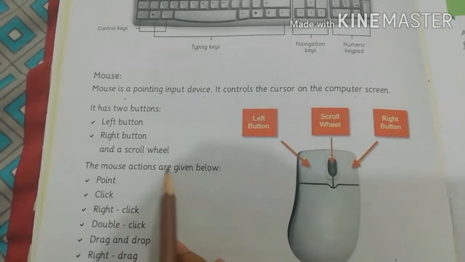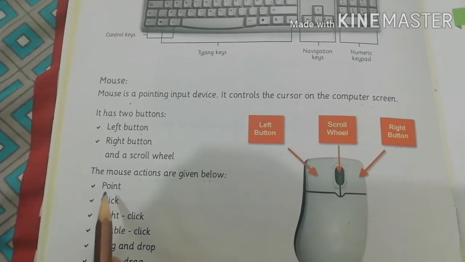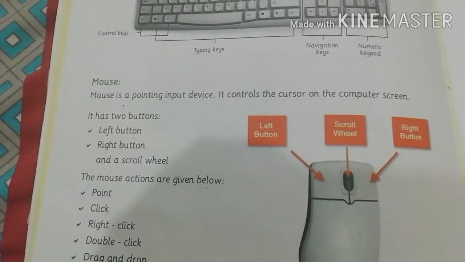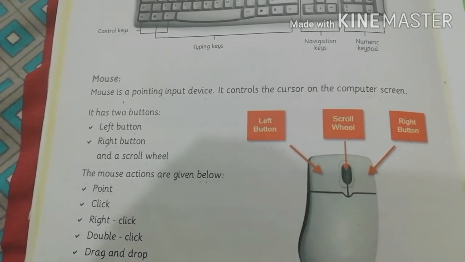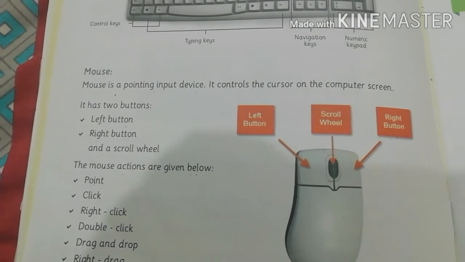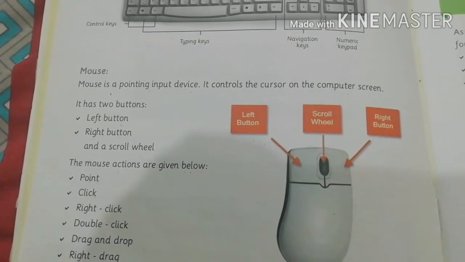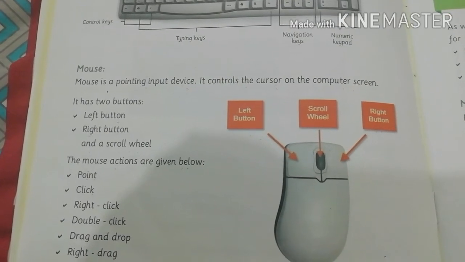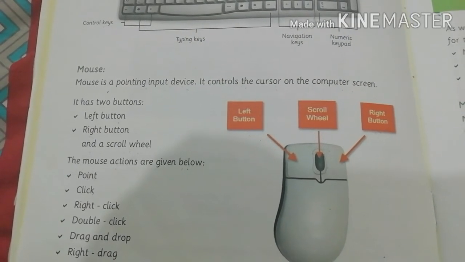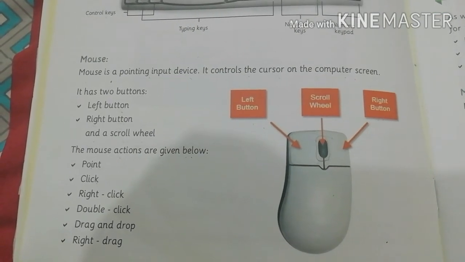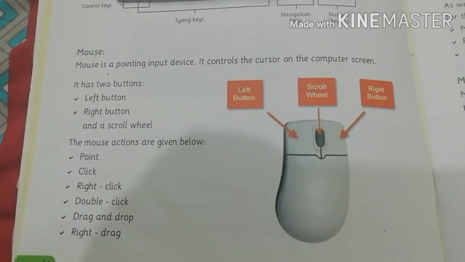The mouse actions are given below. Point. Dear students, you move the mouse on the desktop, which moves the mouse pointer on the screen. Click. A click is a left button press of the mouse. This action makes a clicking sound. Clicking is often done to select something on the screen.